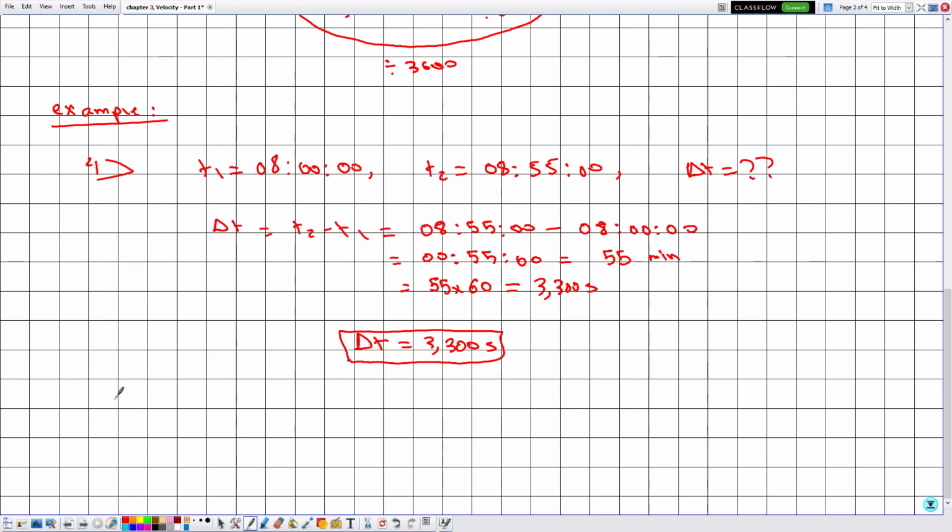Now let me say example number 5, that we have T2 is equal to 30 minutes and T1 is equal to 50 seconds. We are asked to calculate the duration delta t.